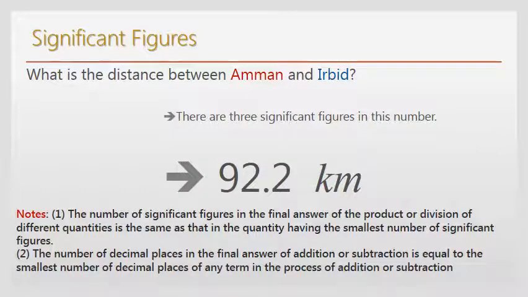It is very important to mention here that the number of significant figures in the final answer of the product or division of different quantities should be the same as that in the quantity having the smallest number of significant figures. Concerning the addition and subtraction of numbers, the number of decimal places in the final answer of an addition or subtraction is equal to the smallest number of decimal places of any term in the process.